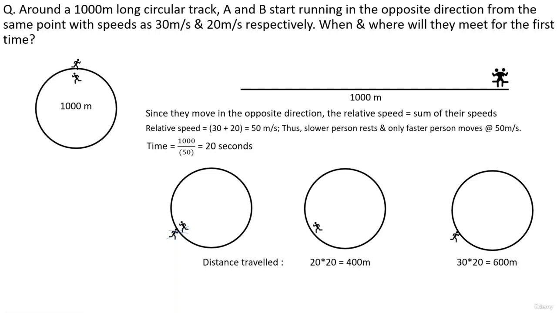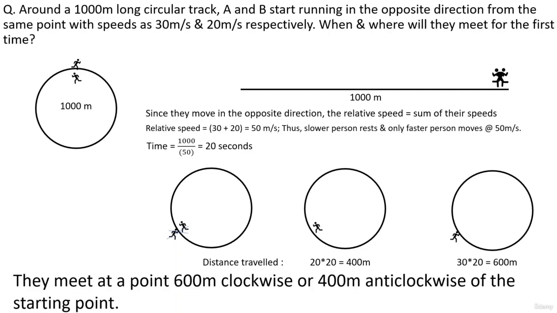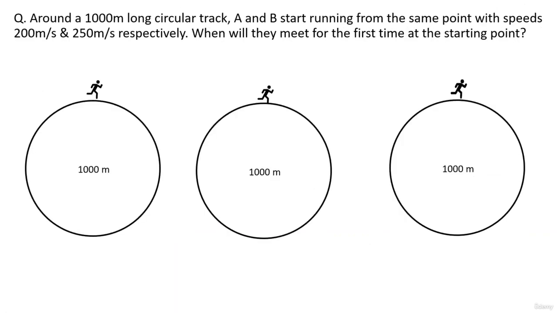Do you observe? 400 and 600 together is 1,000, right? So they will meet at a point 400 meters anti-clockwise or 600 meters clockwise from the starting point. As simple as that. Okay, let's go on to the next question now, guys.